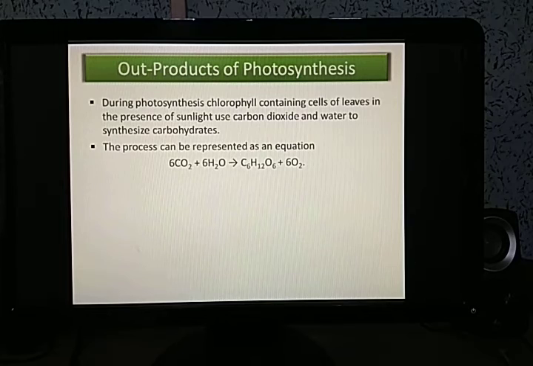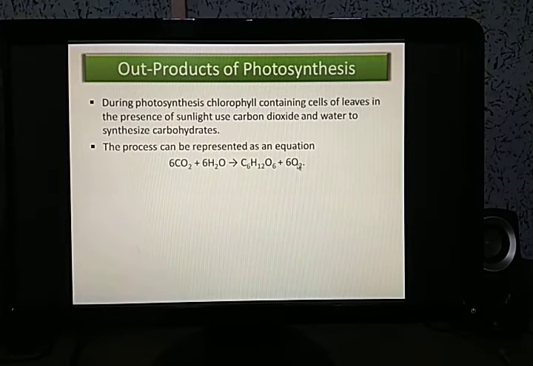Now, this is the process that actually happens. I have balanced this equation, so don't get confused with the 6. The 6 is given just to balance the equation. So what is this? This is carbon dioxide and this is water, formula H2O. What does it give? It gives a carbohydrate. Now do you know what is the name of this carbohydrate? C6H12O6. This is nothing but glucose or starch, which we can say. Glucose, we all know what is glucose. Glucose is very much important.